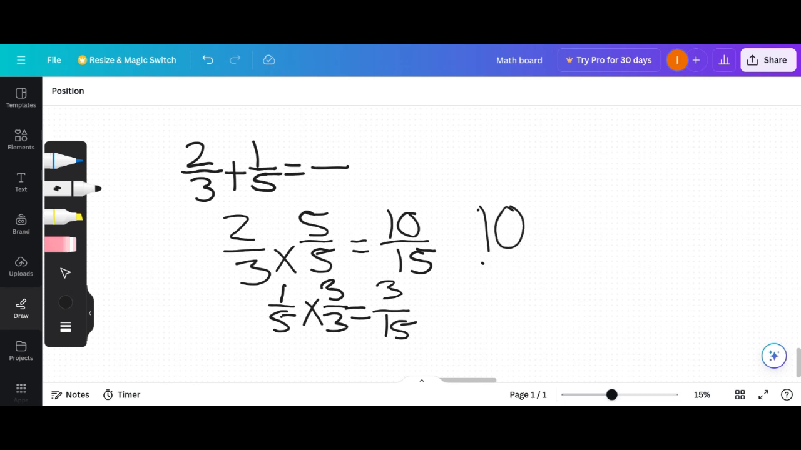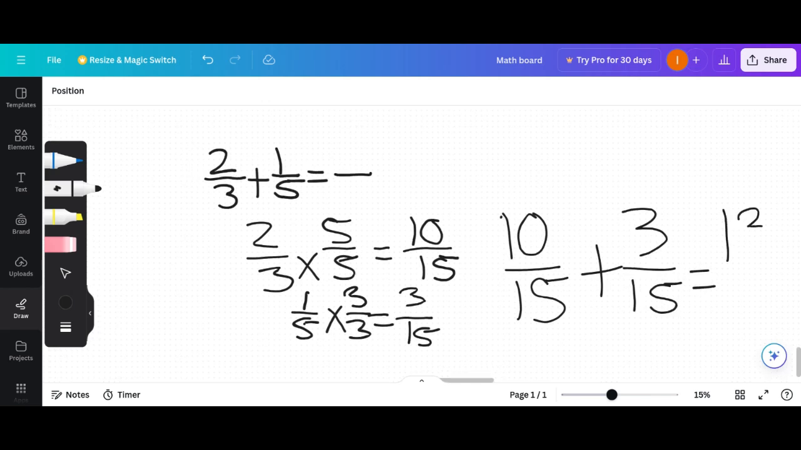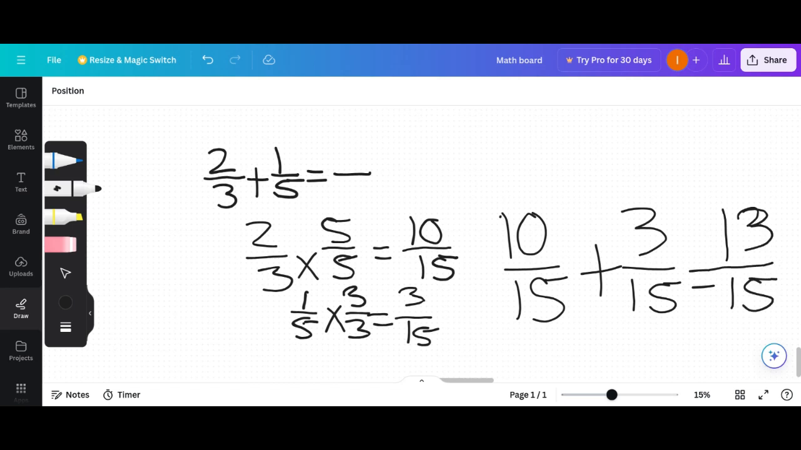10/15 plus 3/15 equals 13/15. So that means that 2/3 plus 1/5 is 13/15.